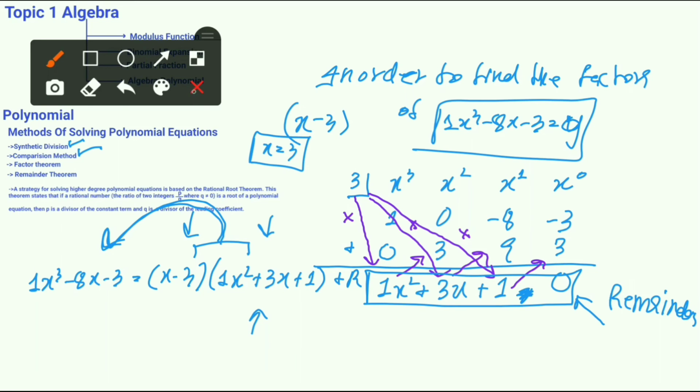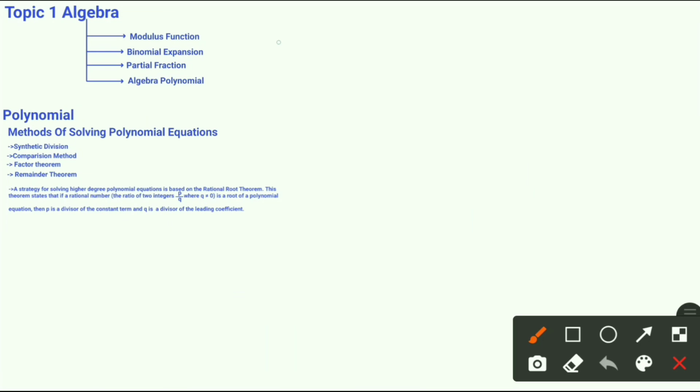I'm going to show you how to do it. Okay, so let's start with the comparison method. We have the equation 1x cube minus 8x minus 3 equals x minus 3, and I need to find the quadratic equation. So x square plus b, okay, plus r, and r is the remainder actually.